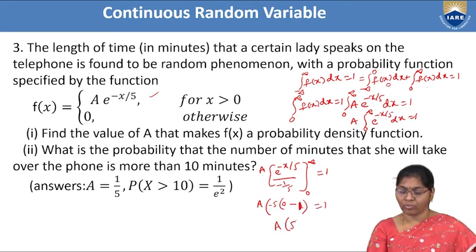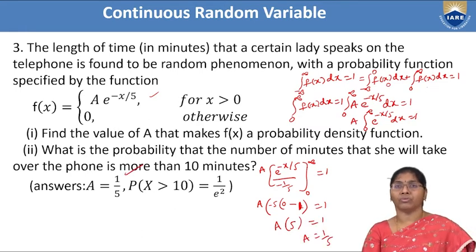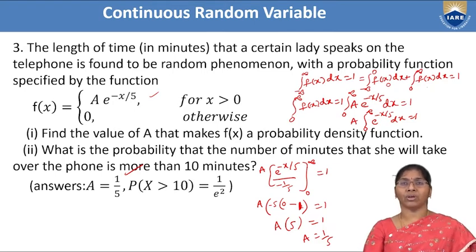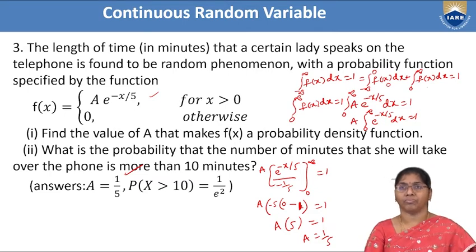Then a into 5 equal to 1, so a equal to 1 by 5. That is how we get the value of a using the probability density function. Here e power minus infinity is 0. Upper limit minus lower limit, the lower limit is 0, and e power minus 0 is nothing but 1. So we get minus 5 into minus 1, which is 5. A into 5 equal to 1, then a equal to 1 by 5. That's all.